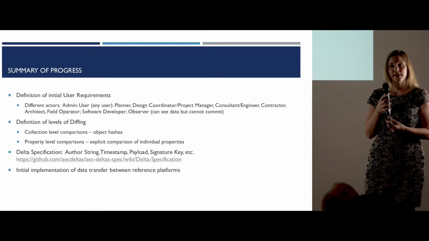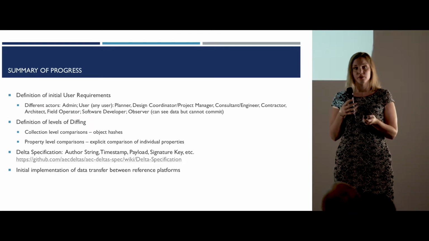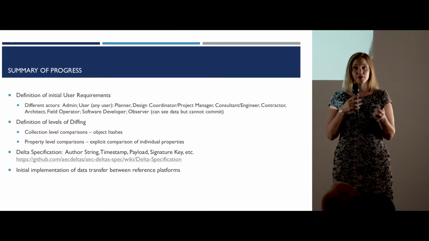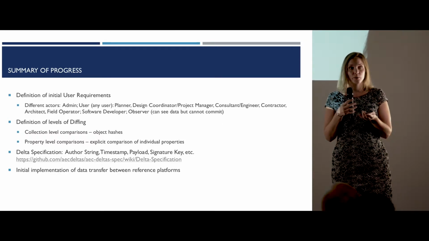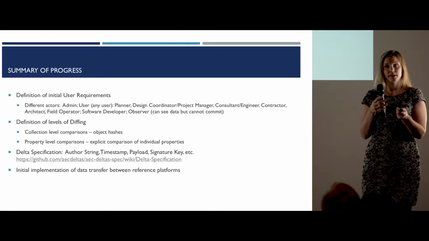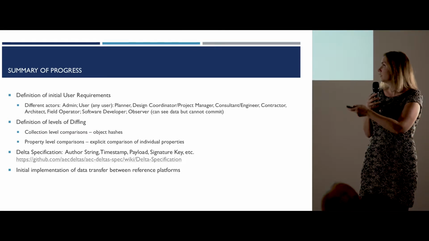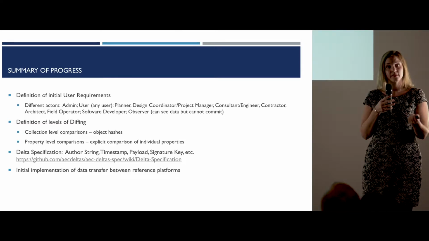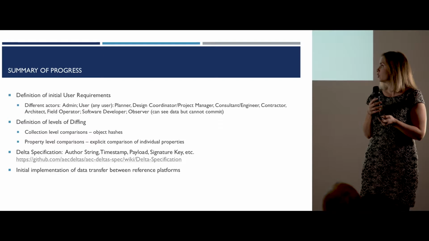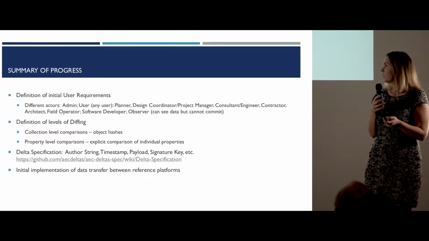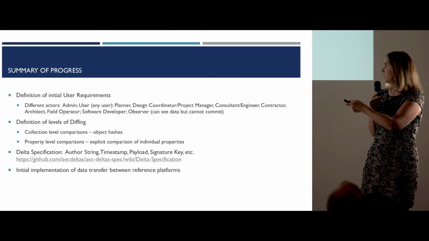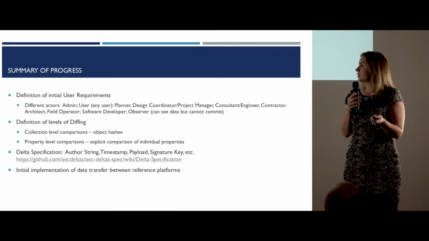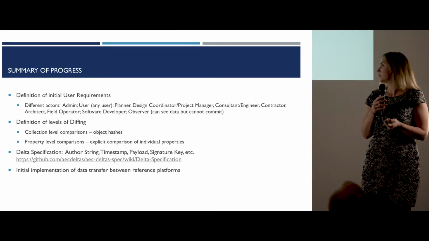So far, we have finished the stage of understanding the user requirements, defining different users, and also it's very important to define what a diff is, what the different changes are, how they can be defined, for example, at object level, but also comparing different properties between the entities of the project, of the files, as well as a Delta specification. So information is available on GitHub as well. And we're doing initial implementations across these different platforms.